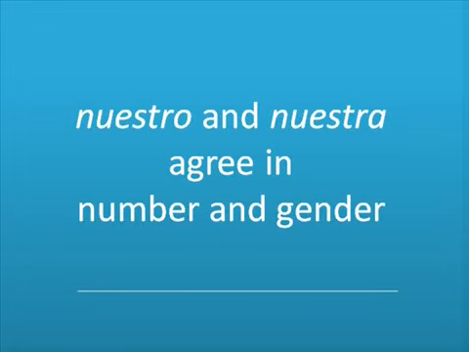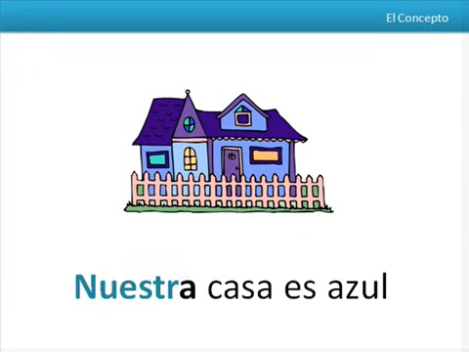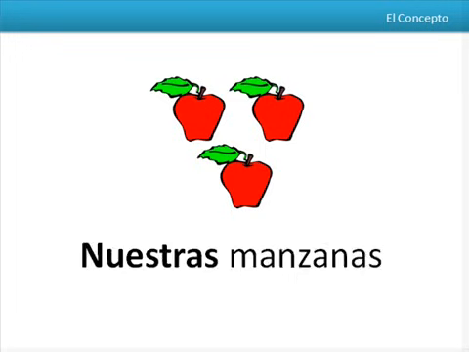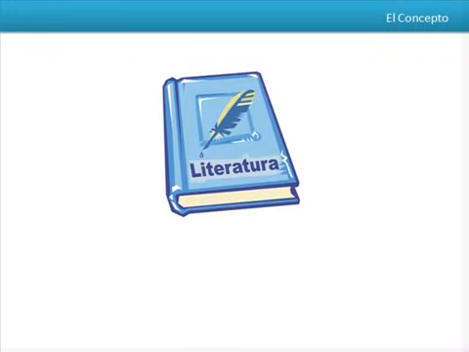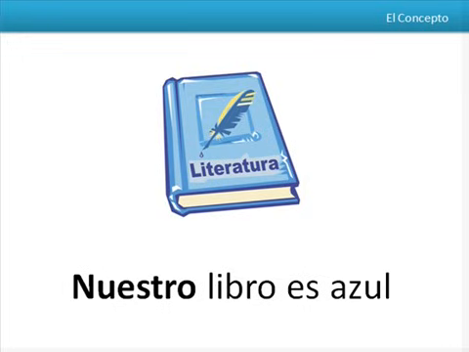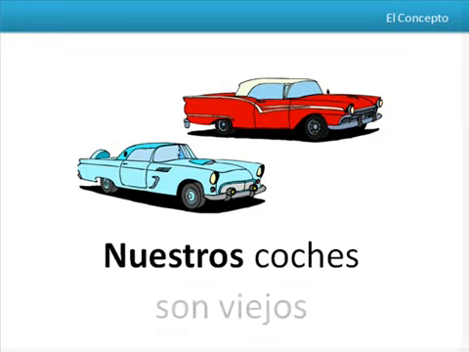Nuestro and nuestra, meaning our, must not only agree in number, but also agree in gender with the thing being possessed. Let's see a few examples. Our house is blue. Nuestra casa es azul. Our apples are red. Nuestras manzanas son rojas. Our book is blue. Nuestro libro es azul. Our cars are old. Nuestros coches son viejos.